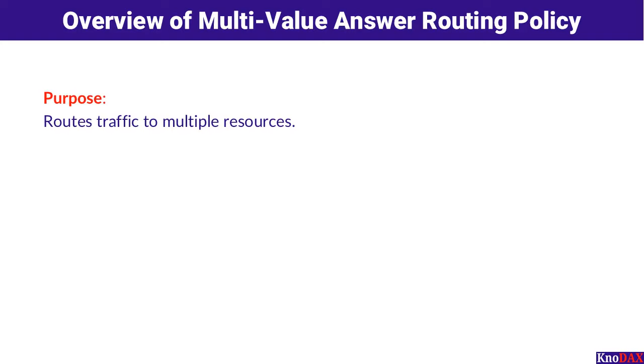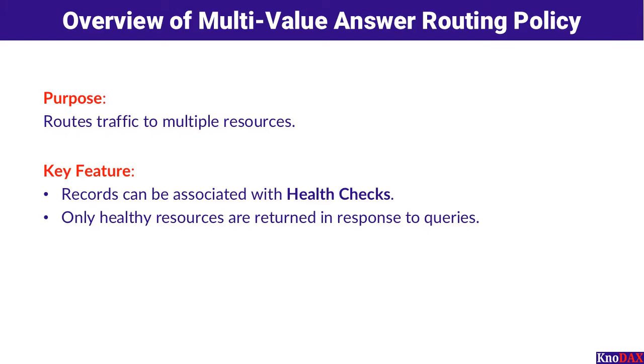Let's explore the Multivalue Answer Routing policy in Amazon Route 53. This policy is designed to route traffic to multiple resources. A key feature of Multivalue Answer Routing is its ability to integrate with health checks. Only healthy resources are included in the responses to DNS queries, ensuring better reliability and performance.